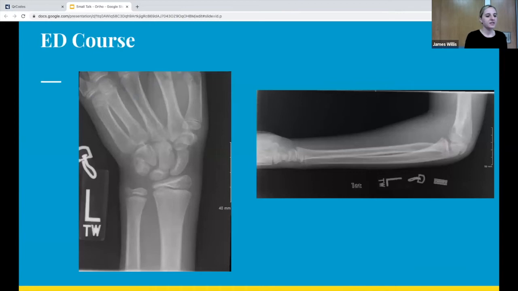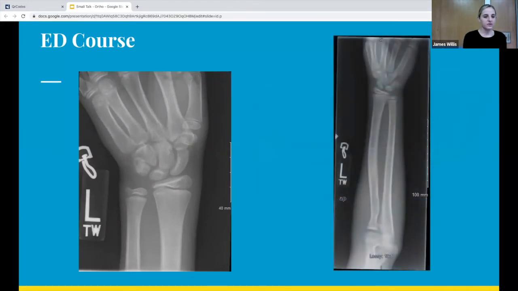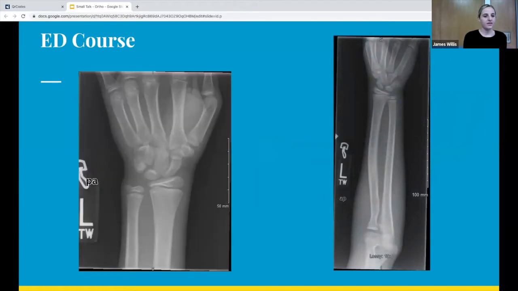So we got some X-rays of the hand, the wrist, and the forearm. These are just the wrist and the forearm, just to simplify it. As you can see, there's nothing that really jumps out to you right away as being abnormal. Here are some extra views of both of them. And the final interpretation of these X-rays was no acute fracture or dislocation.